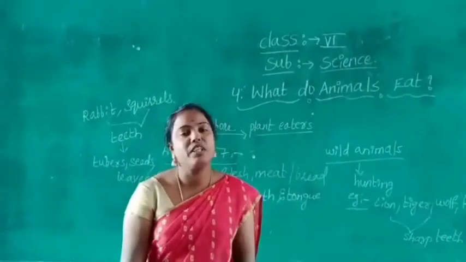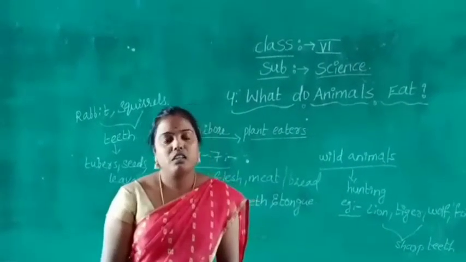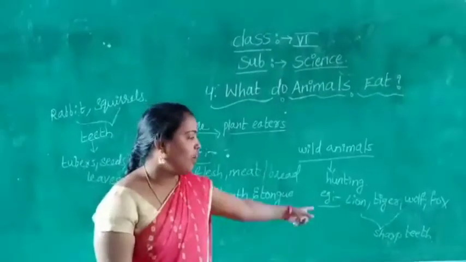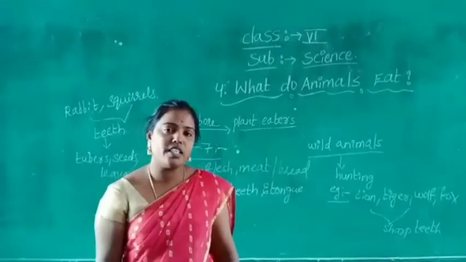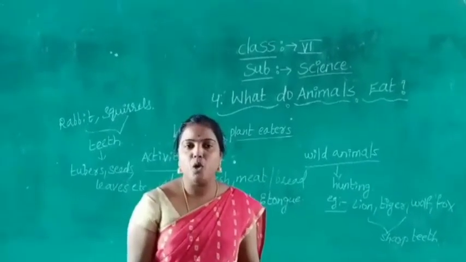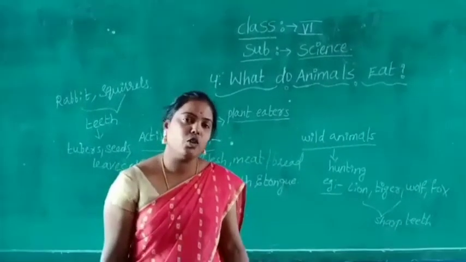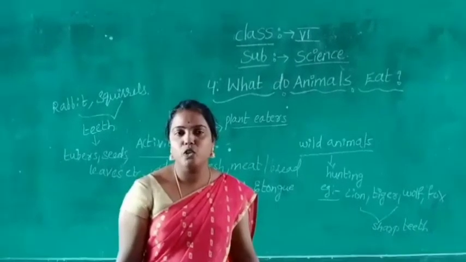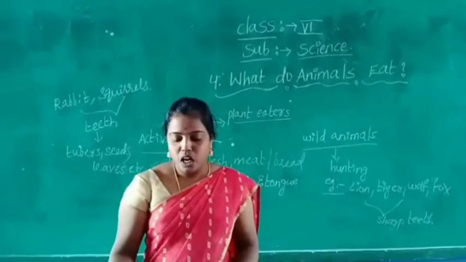Children, up to now what we discussed is dogs and cats hunting for food, and wild animals also hunting other animals present in the forest. From that they will take the food. Now we are going to discuss some animals that get food without hunting. Some animals take food by the hunting process, and some animals take food without hunting. Now we are going to discuss getting food without hunting.